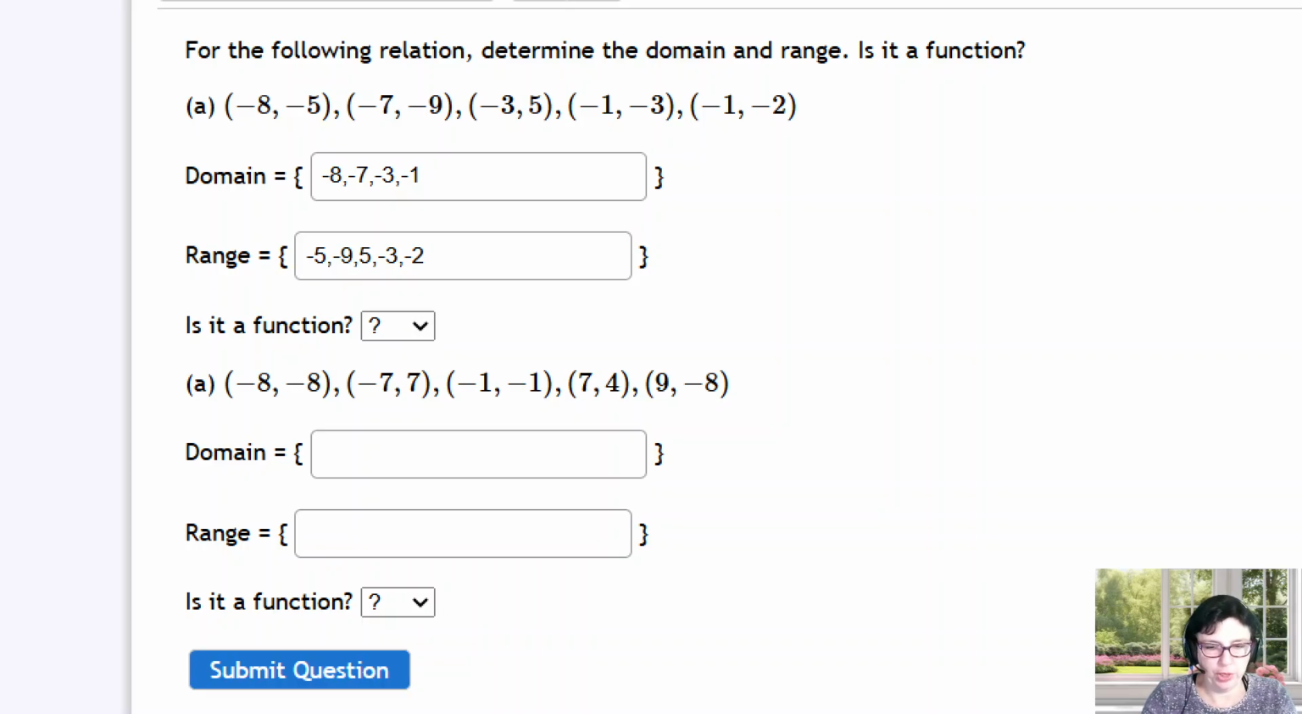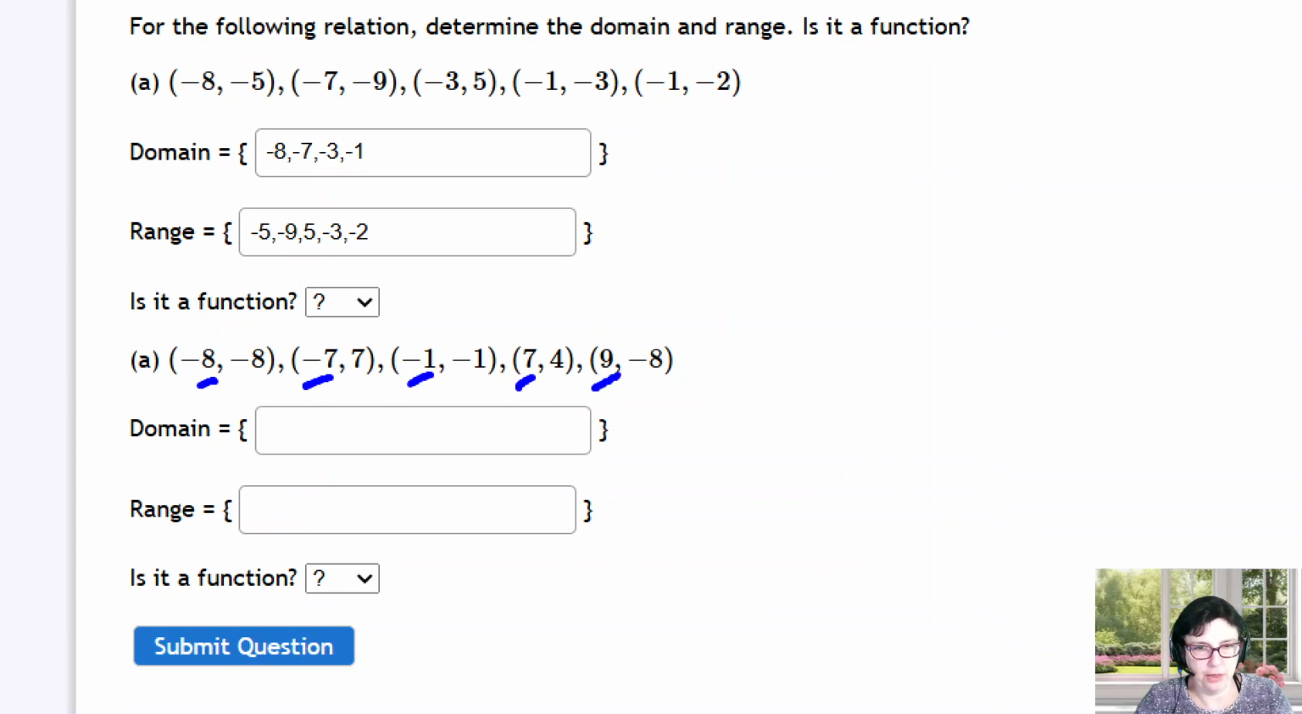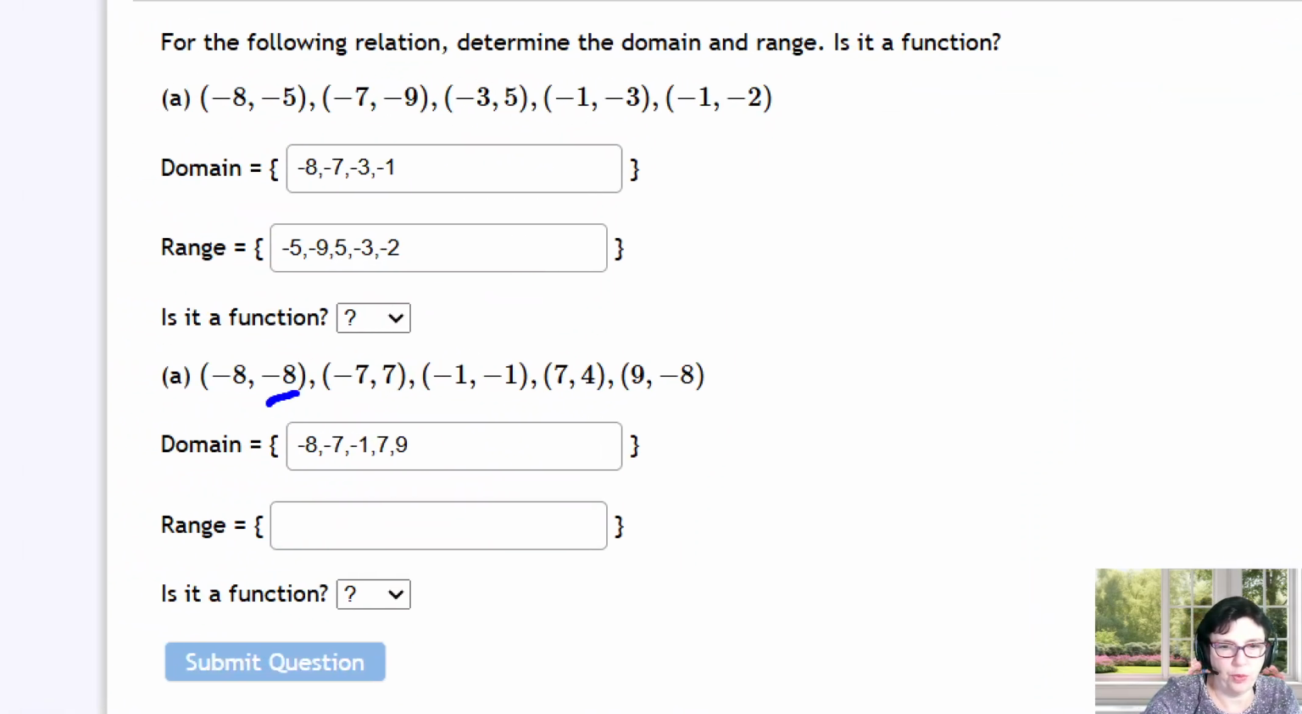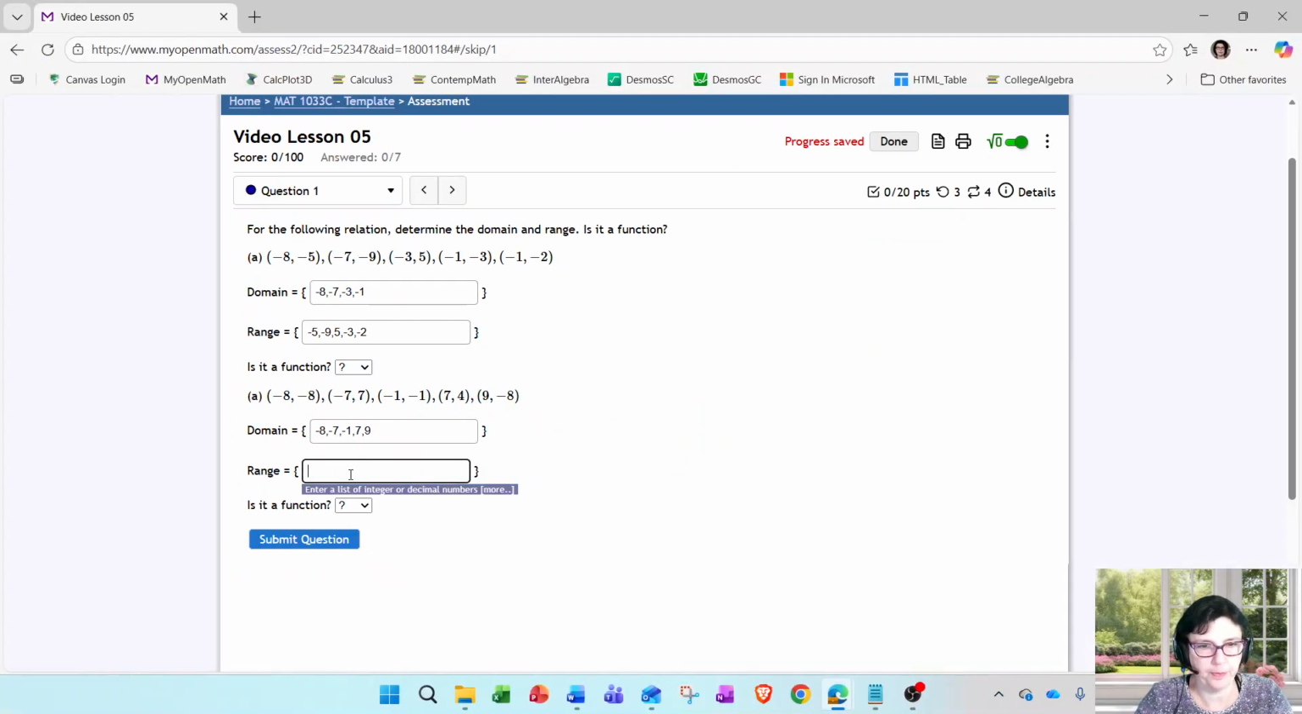Okay, so looking at the domain, it's the list of x values. Okay, and I do not see anything repeating here, so I'll just list them. That's the domain. And then the range is the list of y values, so would be these numbers. Do I see anything repeating? Actually, yes, I can see this repeating and this repeating, so I'm not going to list this again. Okay, and I don't want to list -8 again. Okay, so I am done as far as domain and range.